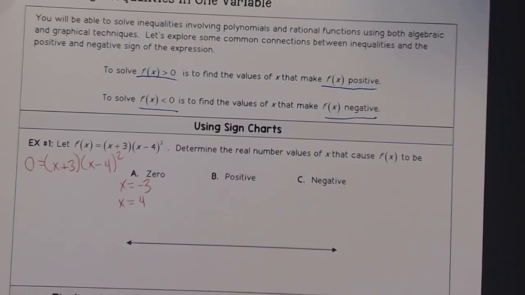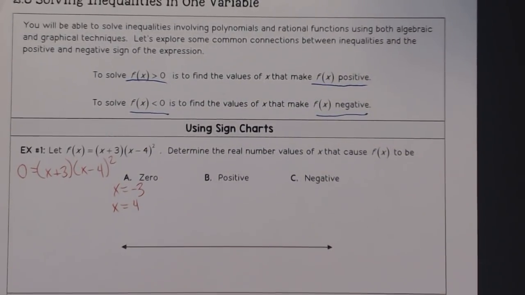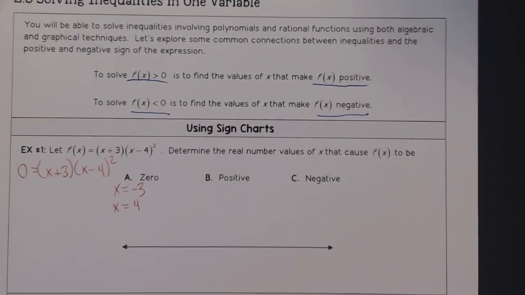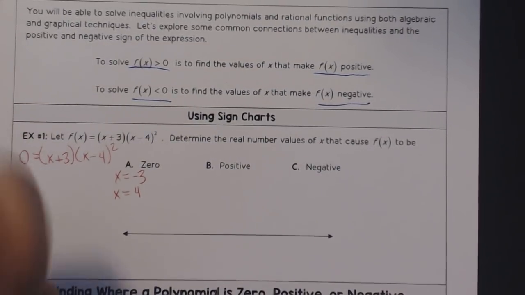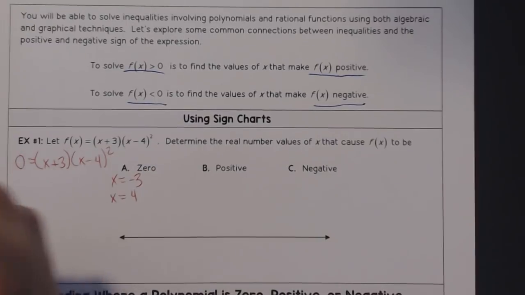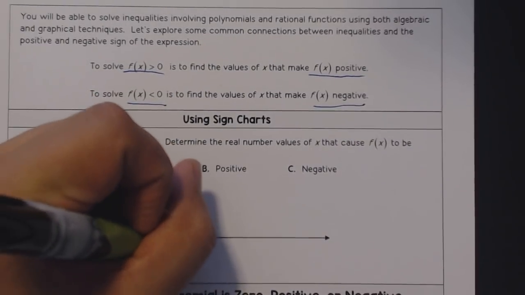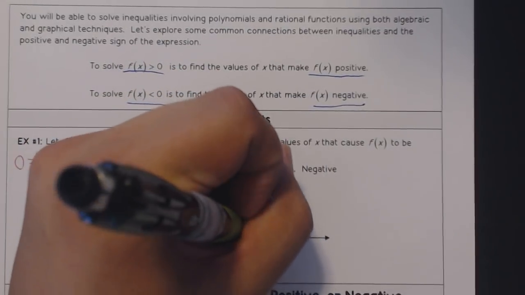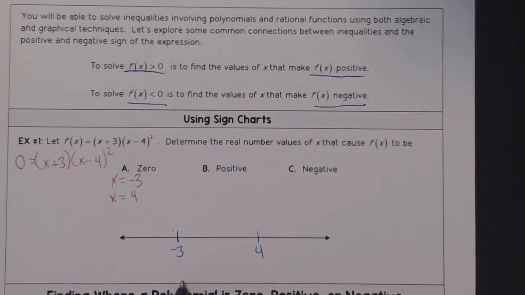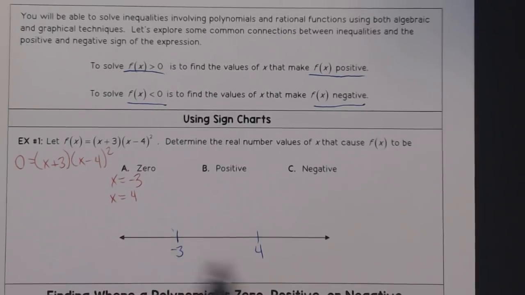And what we have to do is figure out the positives and negatives. We're going to use a number line, something called a sign chart. We know that negative 3 is smaller than 4, so we put negative 3 over here and positive 4 over here. We just care about whether it's positive or negative in between negative 3 and 4, less than negative 3, and above positive 4.